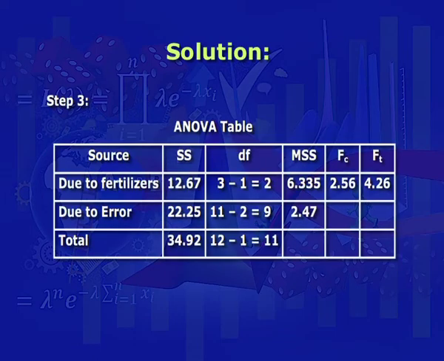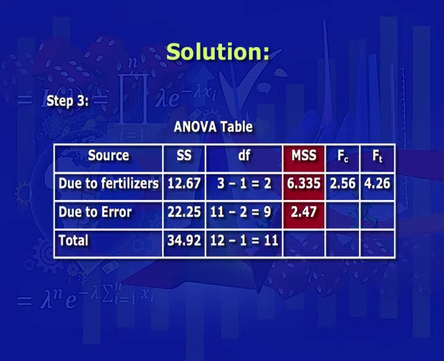In step 3, we prepare the ANOVA table as follows. The first column indicates the source: due to fertilizers, due to error and total. The second column indicates sum of squares, which we have calculated earlier: for fertilizer 12.67, for error 22.25 and for total 34.92. In the third column, we calculate degrees of freedom. For fertilizer 3 minus 1 equal to 2, for error 11 minus 2 equal to 9 and for total 12 minus 1 equal to 11.